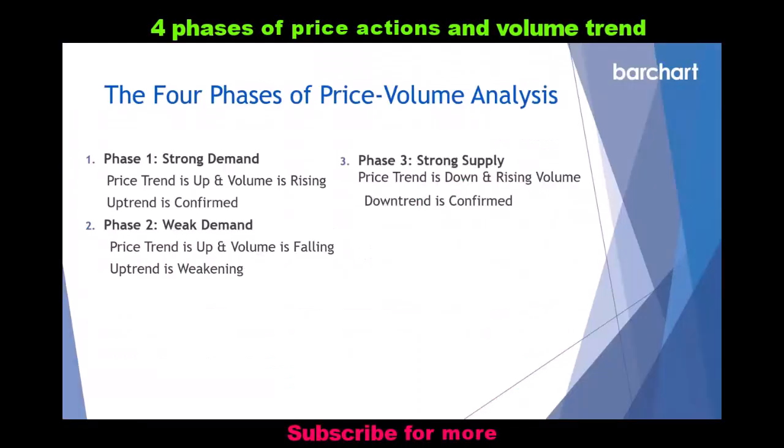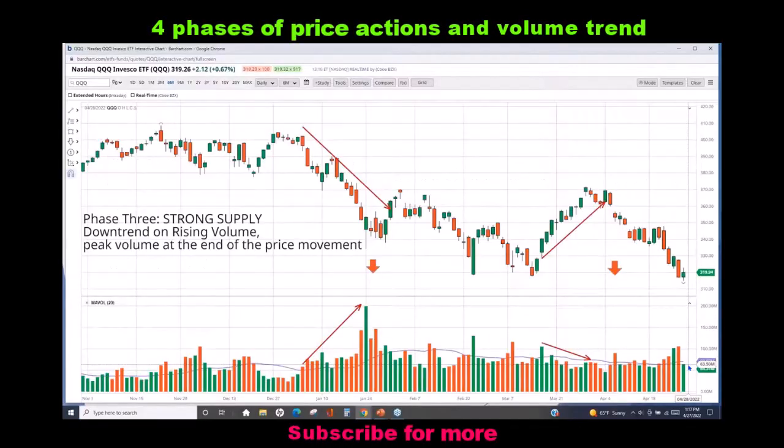Phase three, strong supply. Now, this is where our price trend is down, downtrend, and our rising volume. Our downtrend is now being confirmed. So again, we're in phase three. We're in a strong supply cycle, and we're in a downtrend on rising volume. And again, here we can see that. Here's our downtrend, and here's our rising volume.